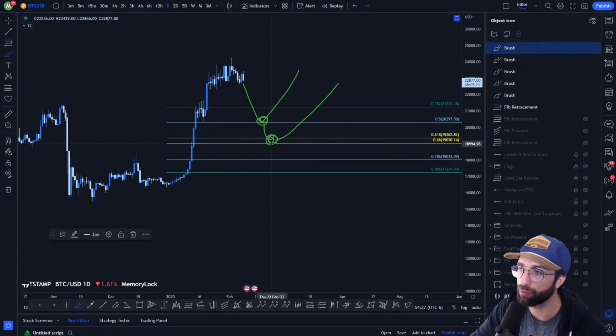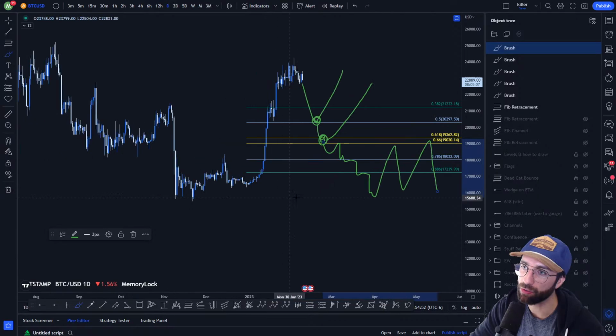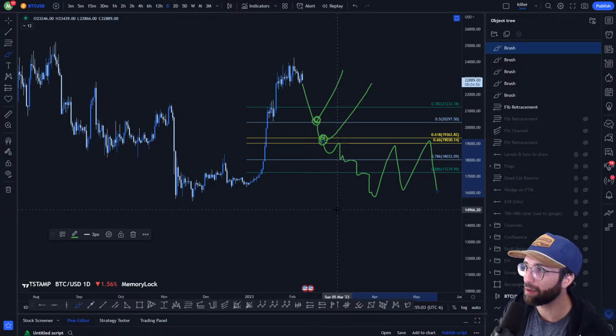Now, if price were to break down below the 618, I'm not going to hold my breath for a bounce on the 786 or the 886. Honestly, I'm going to be looking for the possibility of putting in a little bit lower or putting in some degree of a range below the 618. So that's sort of how I use Fibonacci with patterns and how to gauge the strength of a move, or how we can manage our expectations of a move, okay?